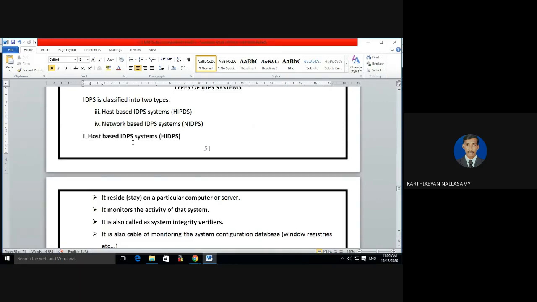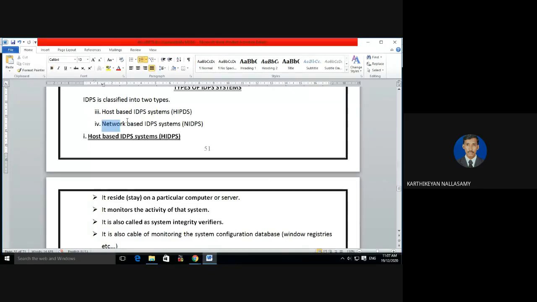Assume that I want to implement an intrusion detection system for my cabin. Here I'm going to implement the IDPS only in my room. It may be in the form of an alarm or a camera, whatever it may be. Clear? That is called a host-based IDPS system.